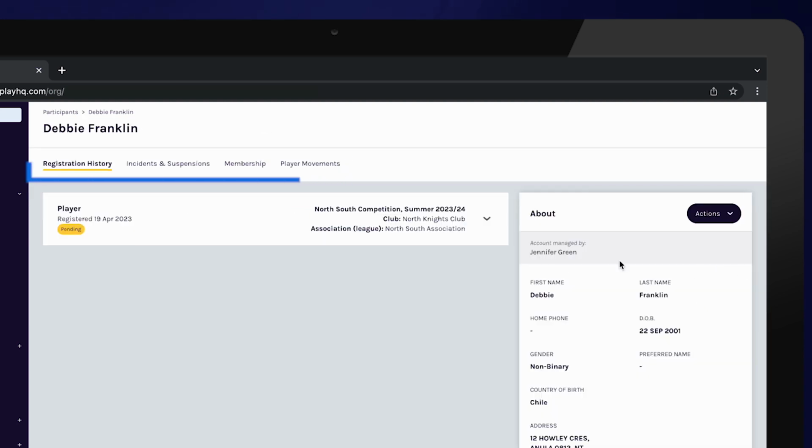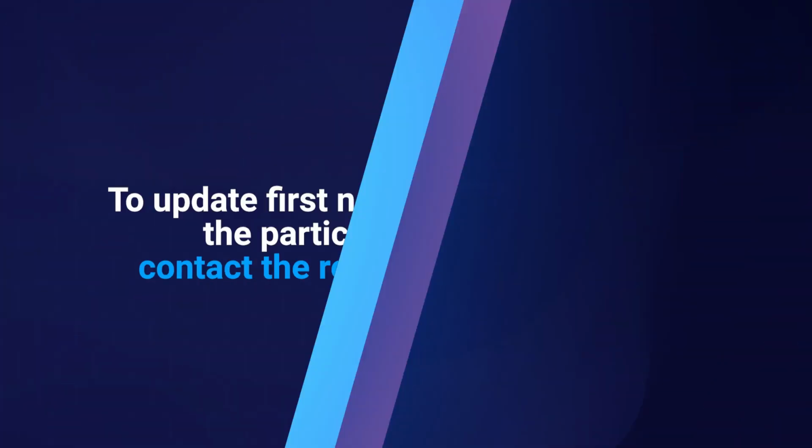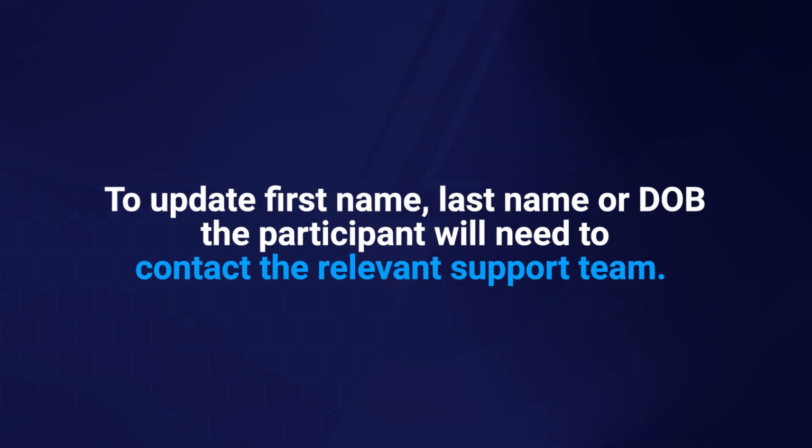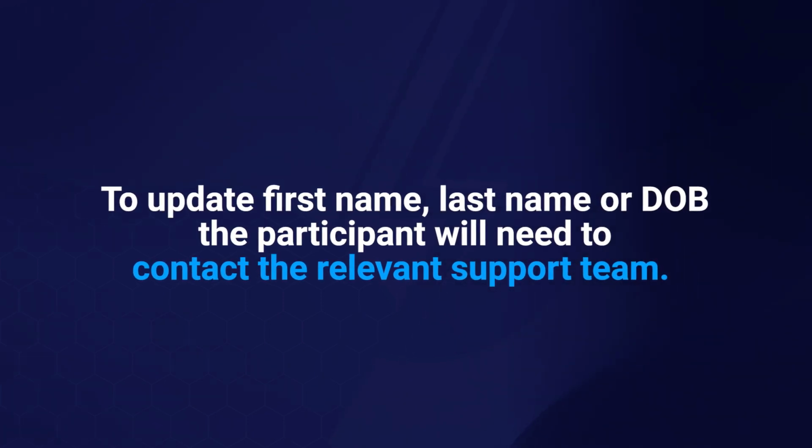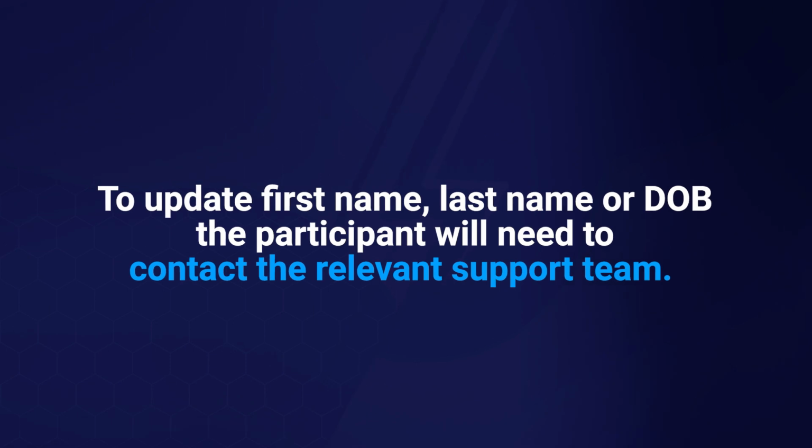Use the tabs along the top to view suspension and incident history, the participant's membership if applicable, and transfer and permit history. On the right-hand side, you can view a participant's personal information which they entered at the time of registration. A participant can update their own information by logging into their PlayHQ profile. To update first name, last name, or date of birth, the participant will need to contact the relevant support team.